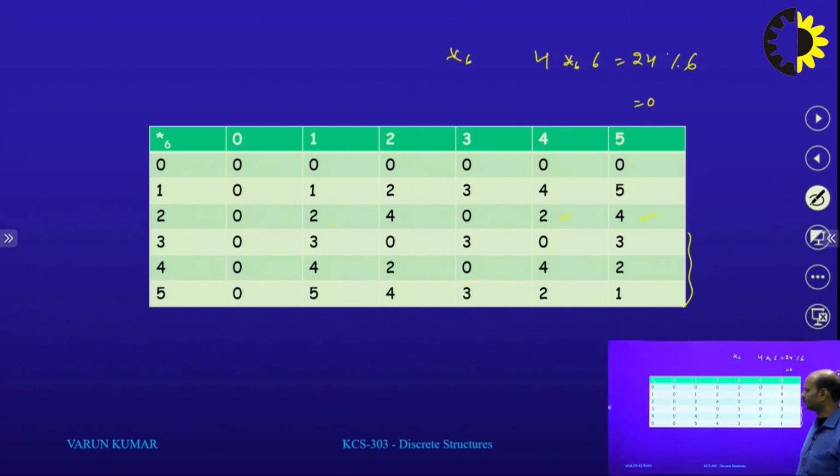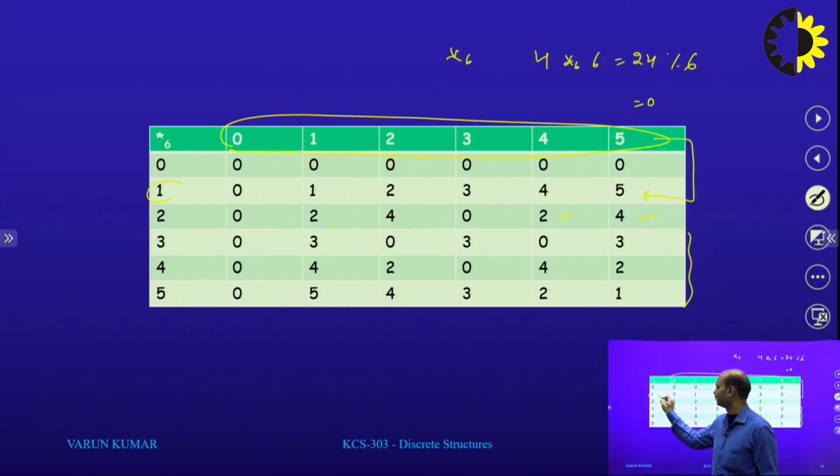Is it closed? Yes, it is closed. All values belong to that particular set 0, 1, 2, 3, 4 and 5. Is it associative? Yes, it is also associative. Is there any identity element here? So we check that 1 is the element where the same element is repeated, so 1 is the identity element, that is E equals 1.